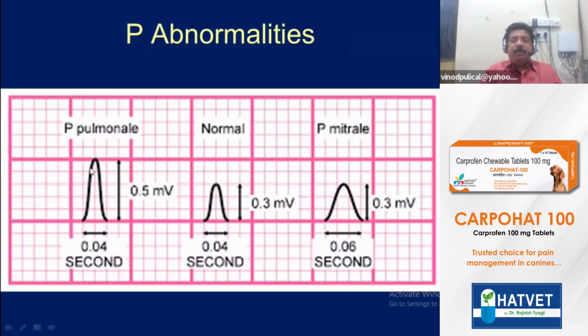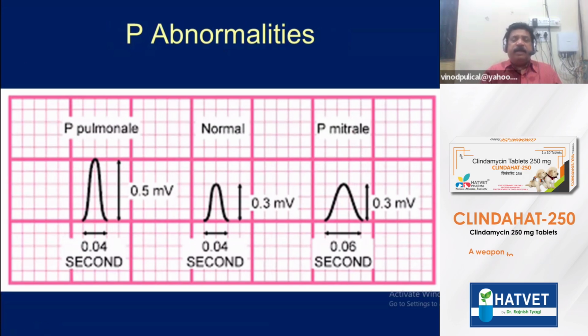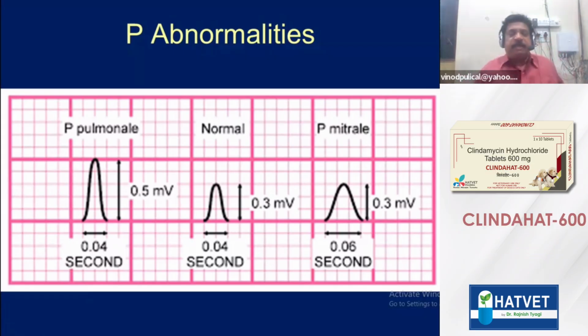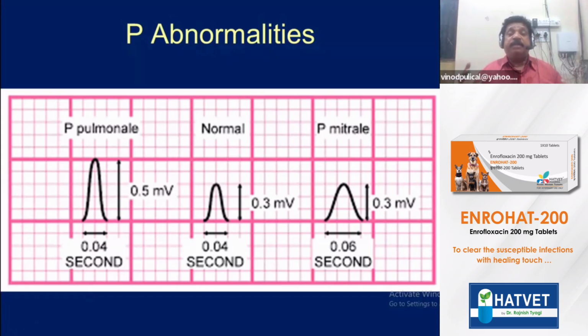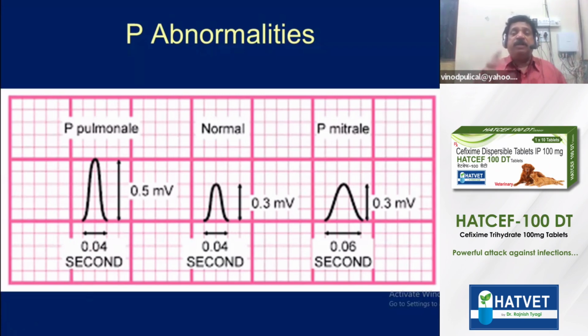Now, abnormalities of the P wave. I already said that the amplitude of the P wave denotes the right atrium, and increase in the width of the P wave denotes the left atrium. So when there is increase in the amplitude, we can say there is enlargement of the right atrium. Right atrial enlargement is attributed to the pulmonary chambers, the lungs, pulmonary hypertension, etc. Since it is attributed to the lungs and the pulmonary system, when there is increased amplitude of the P wave, we call it P pulmonale.